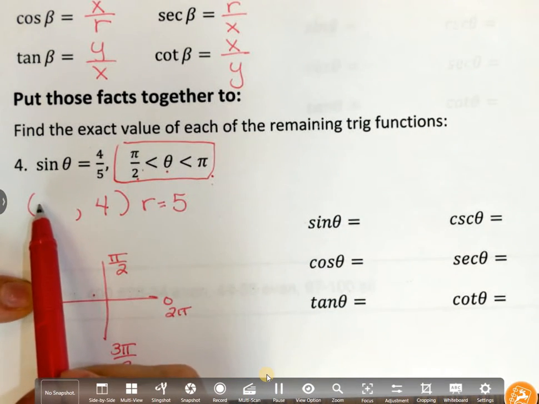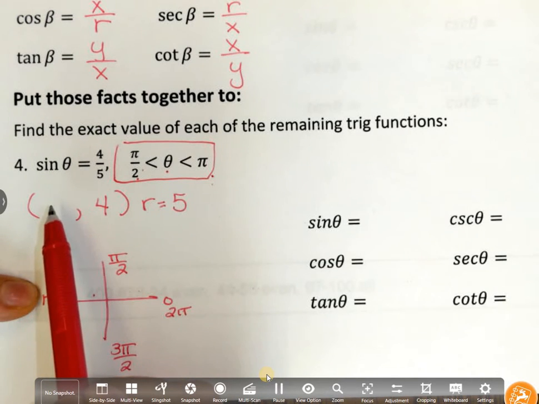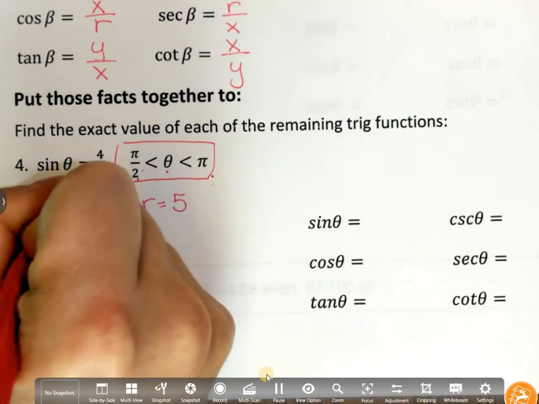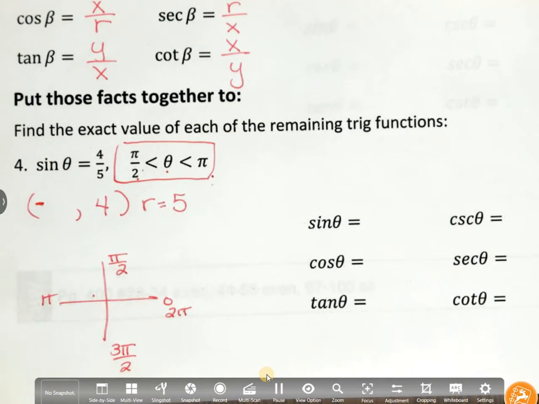My signs, positives or negatives, what is that? Second quadrant is negative, positive.